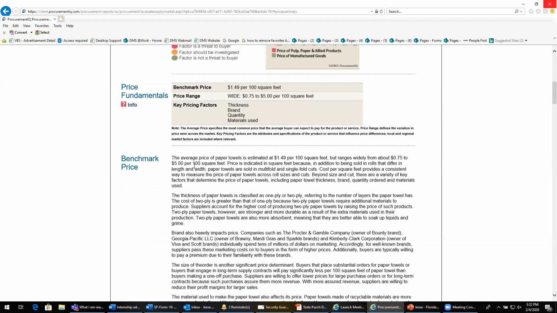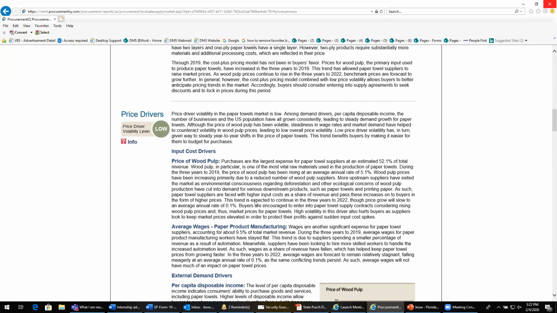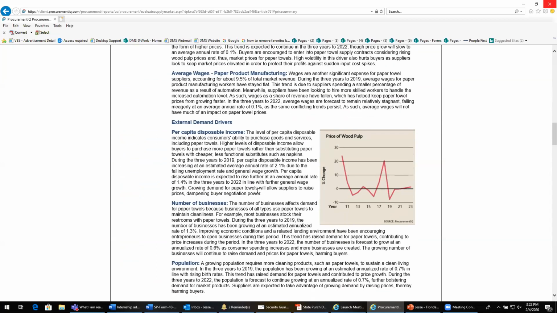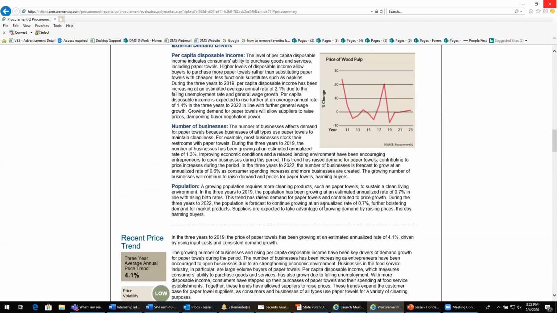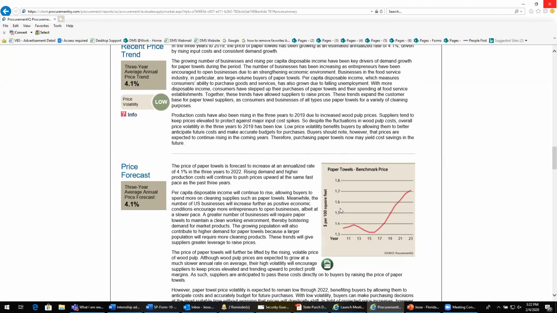So pricing benchmark, it talks about, you know, the average cost of paper towels and then at the square footage. It talks about what's the thickness of paper towels, so 1, 2-ply, and again, just price drivers, give you additional information about wages and the number of businesses and population. You know, there's a lot of folks that are in the U.S., and so the cost of cleaning and supplies for cleaning is going to go up. So we love to connect the dots in our industry information in the maps.